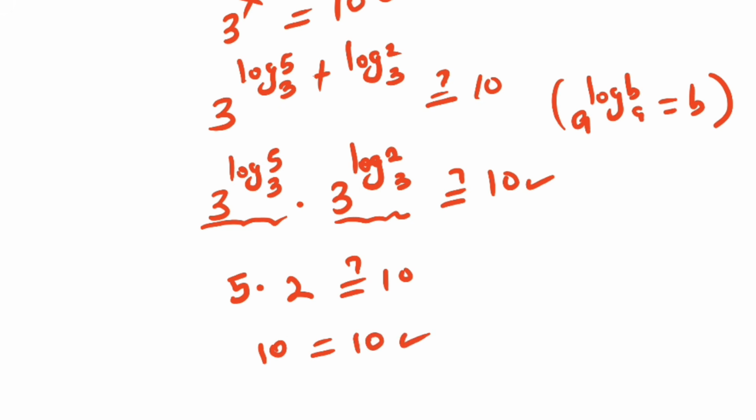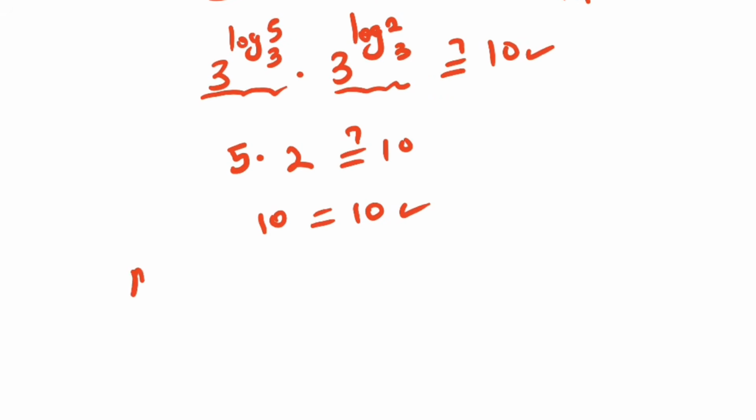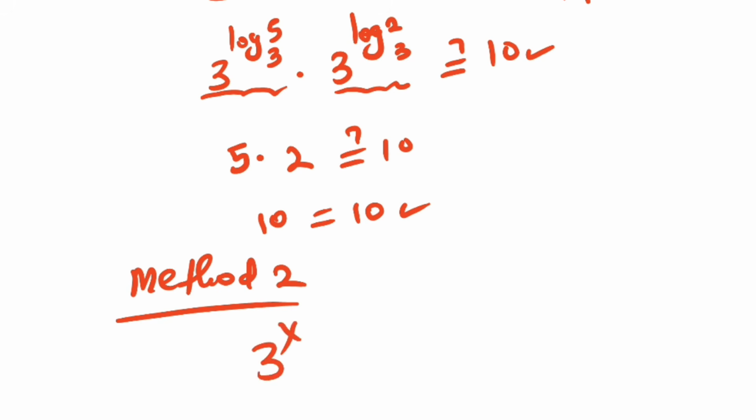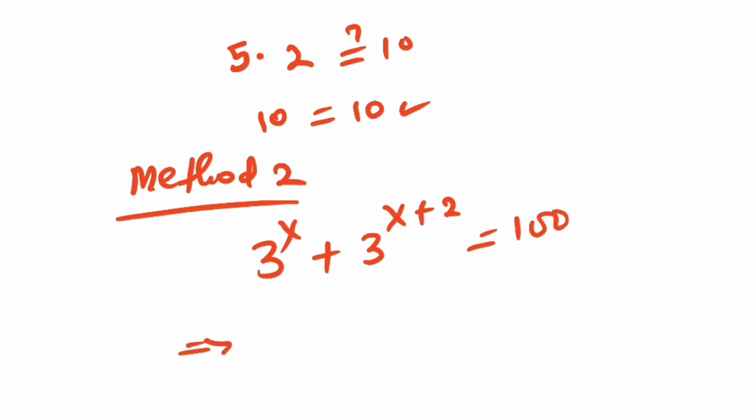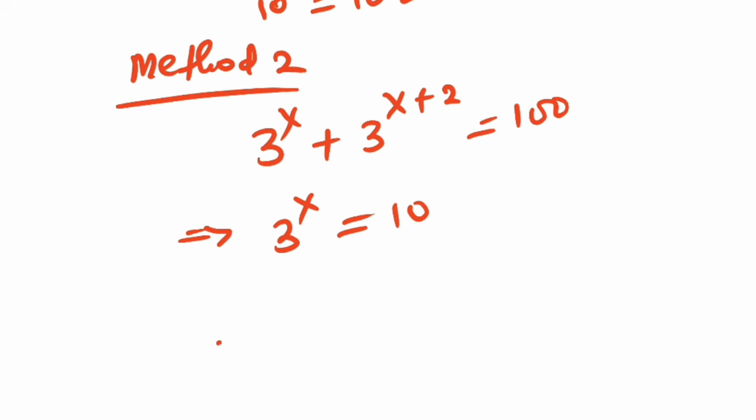Let us solve this using another method called natural logarithm method. Let's call this method 2. We have the given equation 3 raised to power x plus 3 raised to power x plus 2 is equal to 100. Then this is the same thing as 3 raised to power x is equal to 10. Let's take the natural log on both sides of this equation. We have ln of 3 raised to power x is equal to ln of 10.